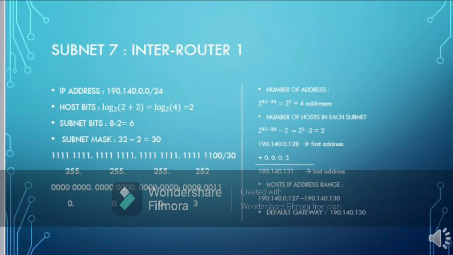To get the number of hosts in each subnet, it is 2 power of 32 minus 30 minus 2, equals 2 power of 2, and then we minus 2, equals 2. So we have 2 hosts in each subnet in subnet 7. Then we can get the first address and last address. For the last address, we add the first address with the wildcard. So the host IP address range will be 190.140.0.127 until 190.140.130. And the default gateway, which we take from the last address range, is 190.140.130.